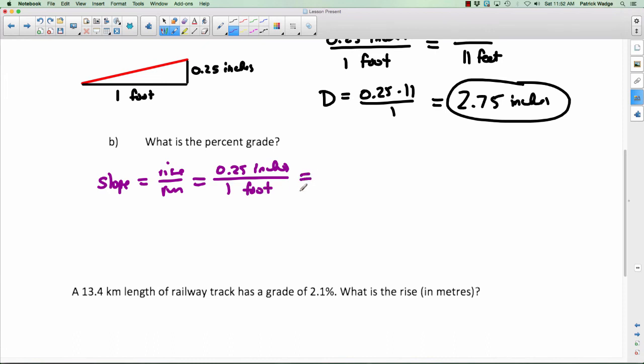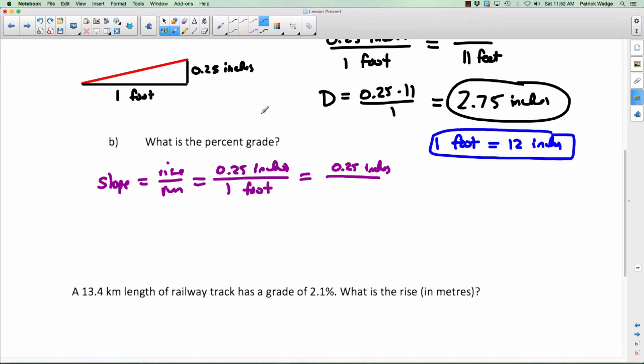So we need to switch either inches to feet or feet to inches. You know what's going to be easier? Feet to inches. So let's leave this one. And what you need to know, which you might not know, I would give you this information, is that 1 foot is 12 inches.